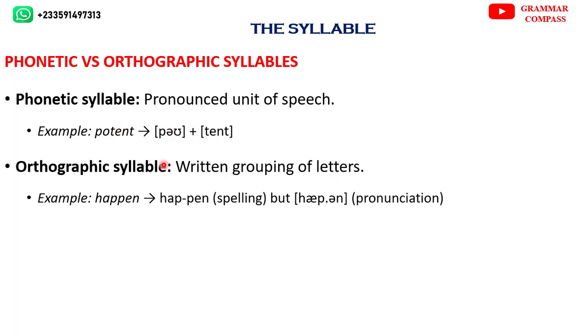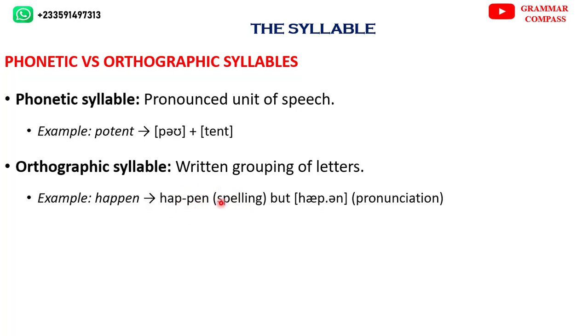What about the orthographic syllable? This is the written group of letters. That is, a syllable as shown in writing when a word is split into parts. Sometimes we use the hyphen to split the word into syllables. For example, the word happen, we can write it and represent it as syllables by bringing a hyphen between the 2 syllables. That is hap-pen.